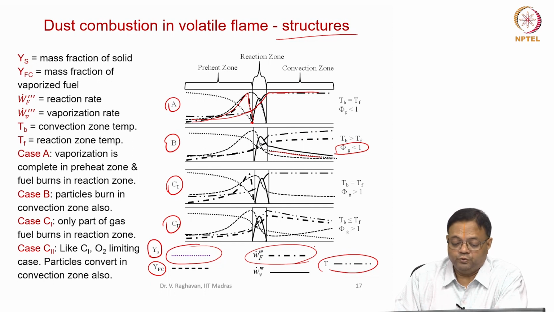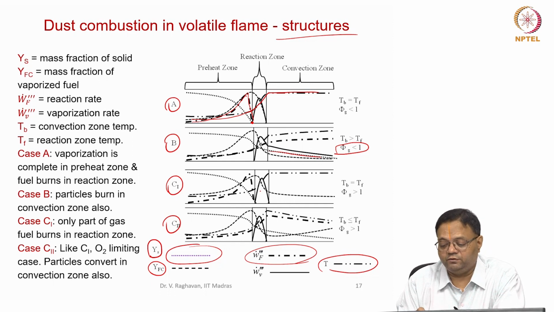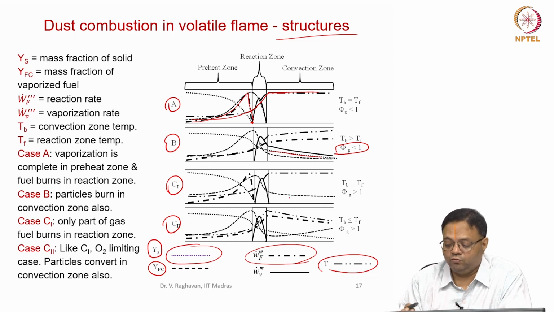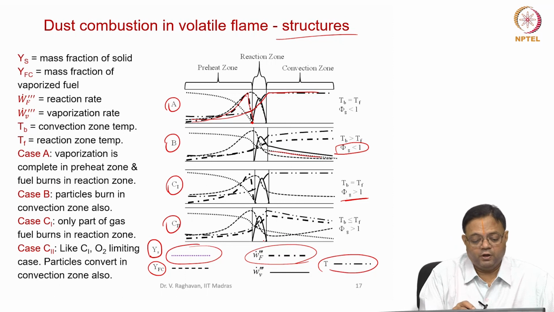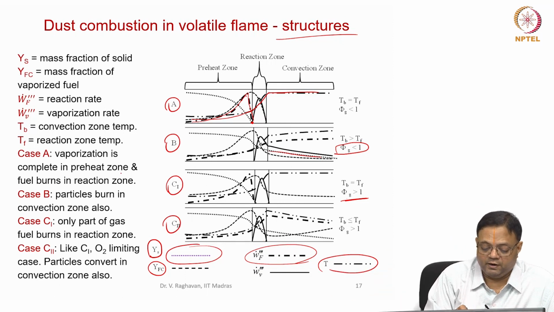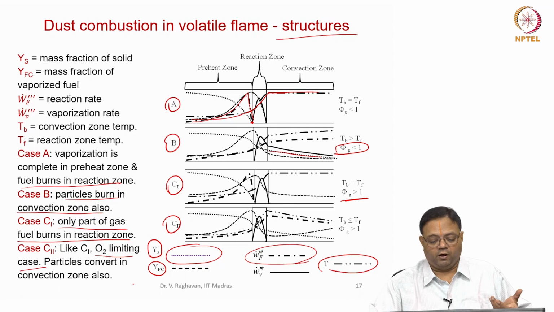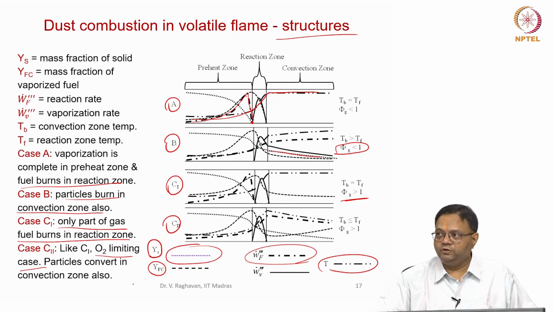Now, in the C and D category, in the C, particles are fully pyrolyzed. Then what happens is, even though the particles are fully pyrolyzed, you can see that the temperature is constant because there is no reaction taking place, no oxygen is available, it is a rich equivalence ratio. Then if you go to the D, particles are also coming out, but conversion is not there for the particles. So, the structure is plotted basically considering the 4 cases. Vaporization is complete in the preheat zone, fuel burns in the reaction zone. Case B, particles burn in the convection zone also because of the oxygen availability. Case C1, only part of the gas fuel burns in the reaction zone, but further nothing is happening. Case C2 is like case C1, but an O2 limiting case. Particles convert in the convection zone also, converting based upon pyrolysis, etc. Okay. So, these are the structures of this.